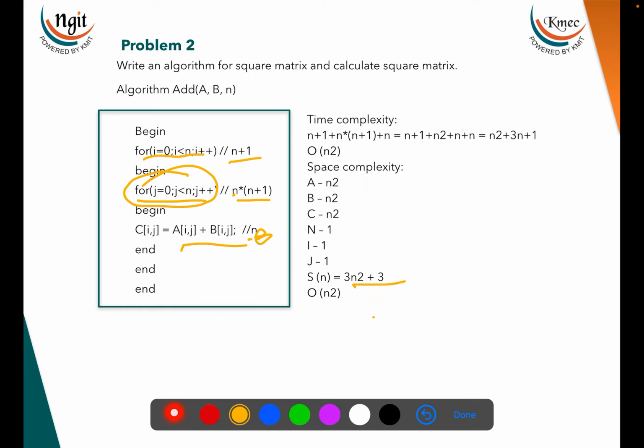This is 3n square. In the previous video we discussed that when you have the highest polynomial degree, you need not consider the rest of the terms. So it is n square. Finally, the time complexity of this algorithm is Big O of n square.